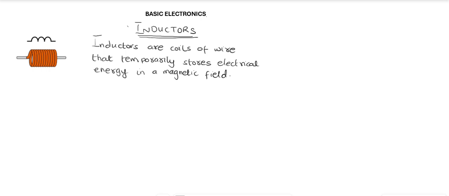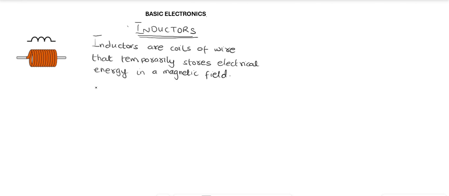All right, so welcome back. We've already looked at resistors, we've looked at capacitors. Now let's look at inductors. When we talk about inductors, they are also an electrical component of devices, and they are very important in electronics. Inductors are coils of wire that temporarily store electrical energy in a magnetic field.